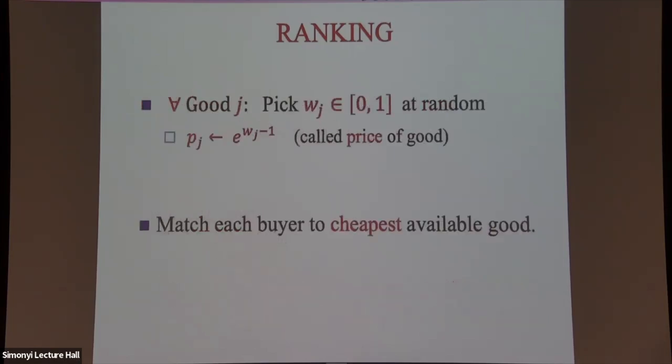So here is the economic way of thinking about ranking, coming from those two works, basically the combination of those two works. So for each good, in the first step, each good picks a random number in the interval 0 to 1 and computes a price p_j, which is e to the w_j minus 1. That's the price. And then the buyers come one at a time and they match to the cheapest available good. And obviously these will, with probability 1, all the prices will be distinct. And you'll get a random permutation of goods here, obviously. And so this is basically the same algorithm.